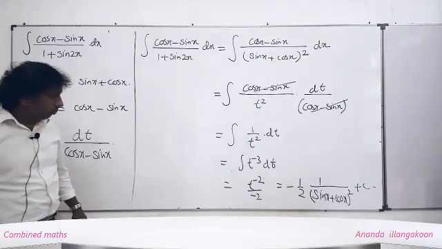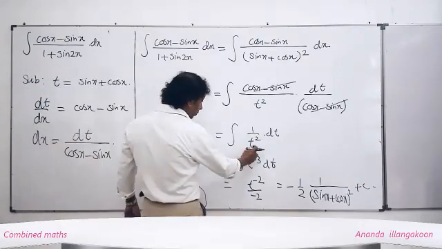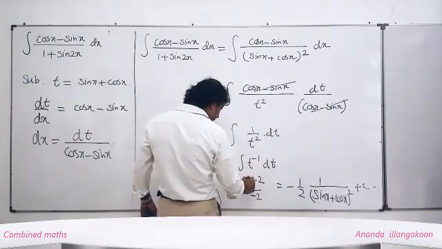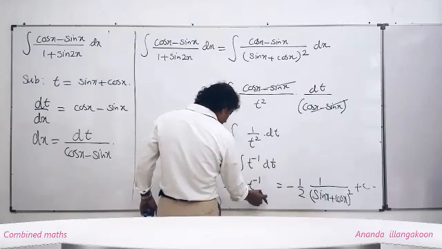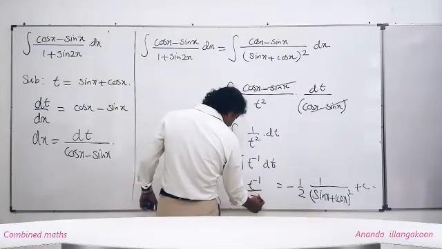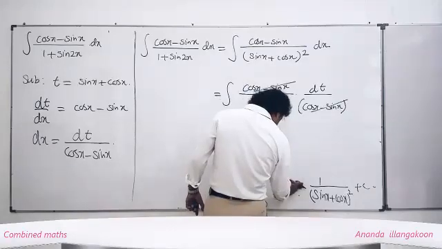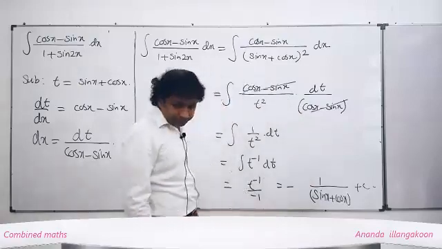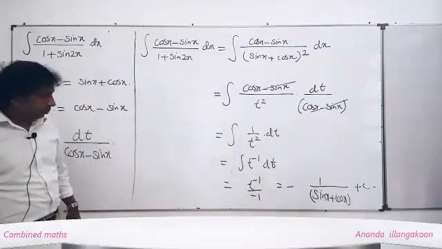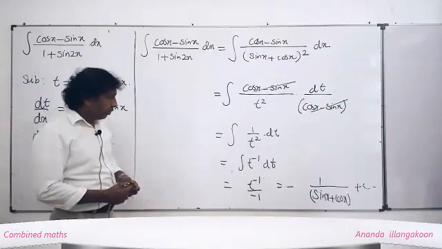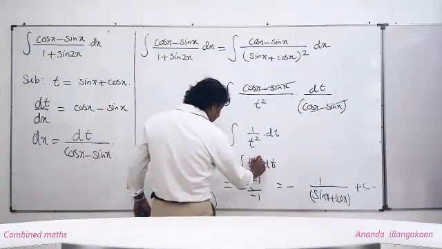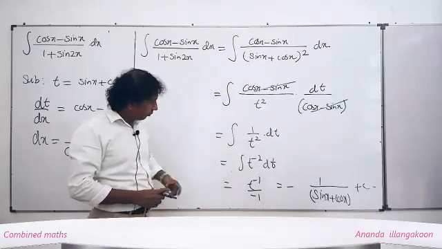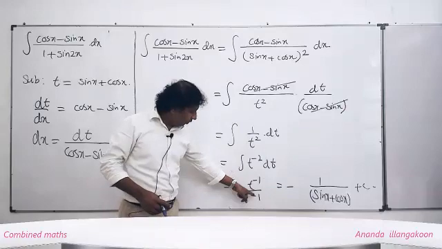Sorry, here it's wrong. When you take this numerator power minus 2, minus 2 plus 1 is minus 1. Minus 1 divided by minus 1. Right. I made a mistake. It's a huge mistake. Minus 1. Right now, here we get minus 2. Adding 1, we get minus 2 plus 1 is minus 1, divided by minus 1.